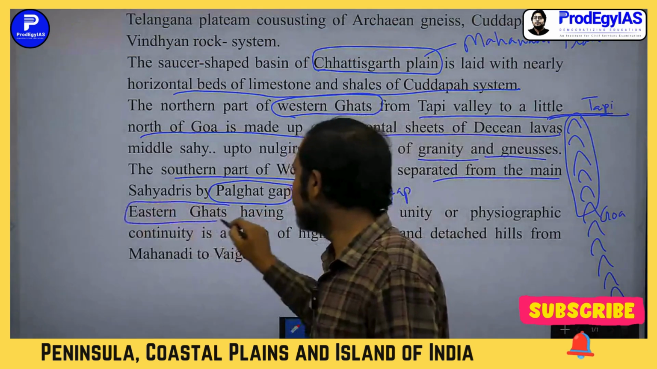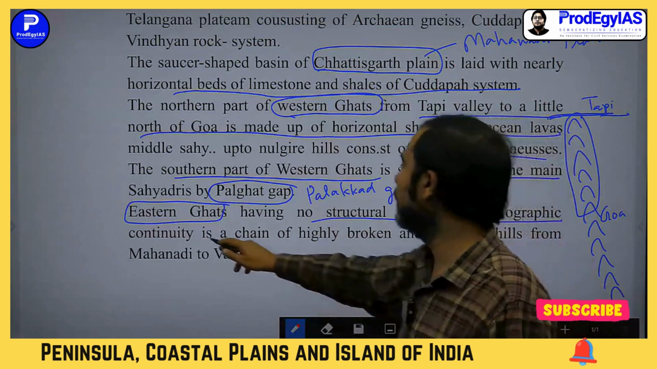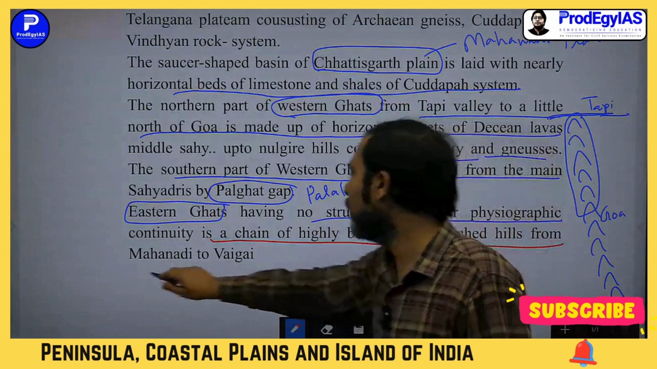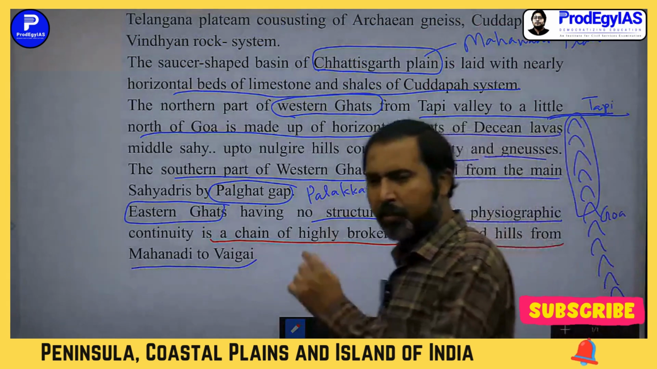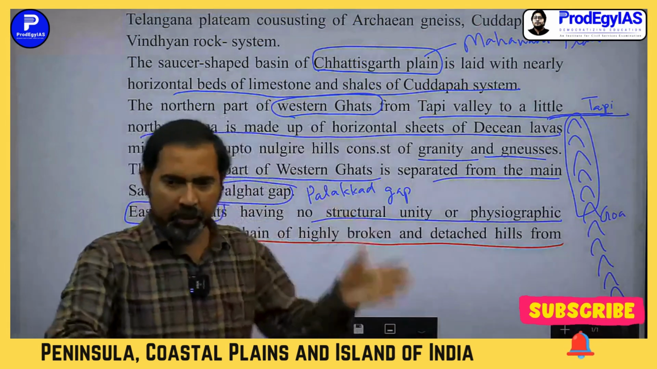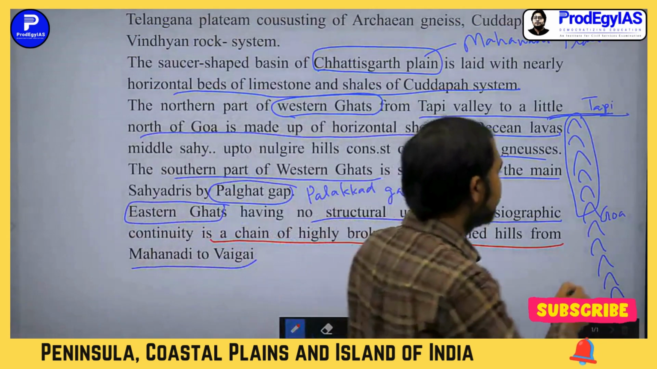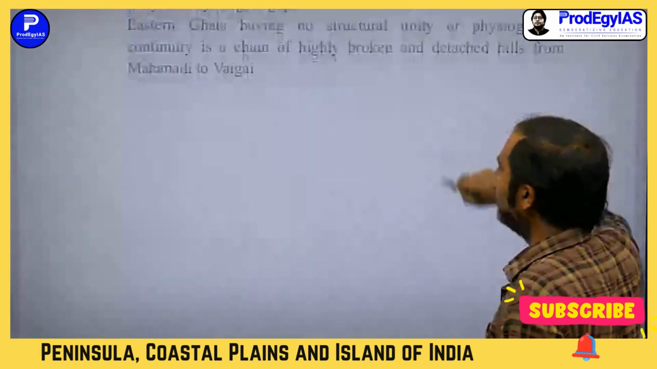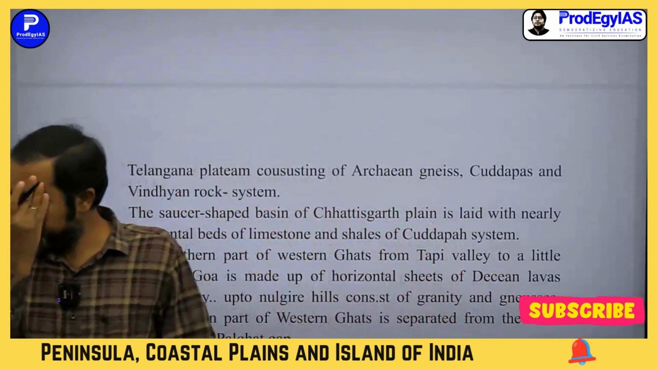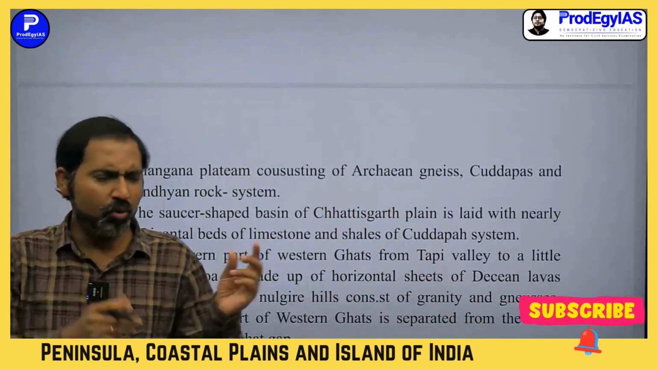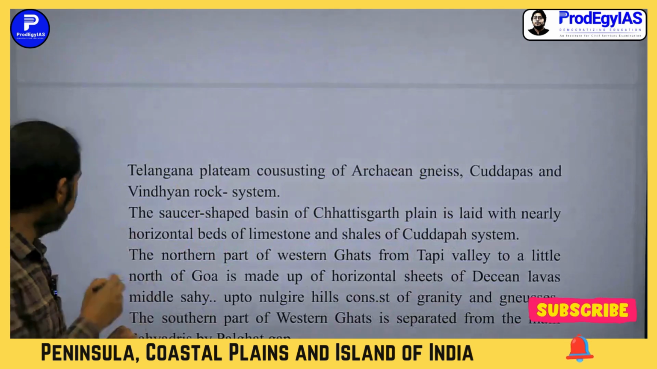Then the Eastern Ghats, having no structural unity or continuity, are a chain of highly broken and detached hills from the Mahanadi to the Vaigai. We have seen those detached hills like Nallamala, Palkonda, Velikonda, up to the Vaigai river valley. Okay, so those were the rocks of the Eastern Ghats. So in that way, we have finished this part, this peninsula, right? Then after completing the peninsula, there are two smaller units, coastal plains and islands. Okay, we'll finish them.